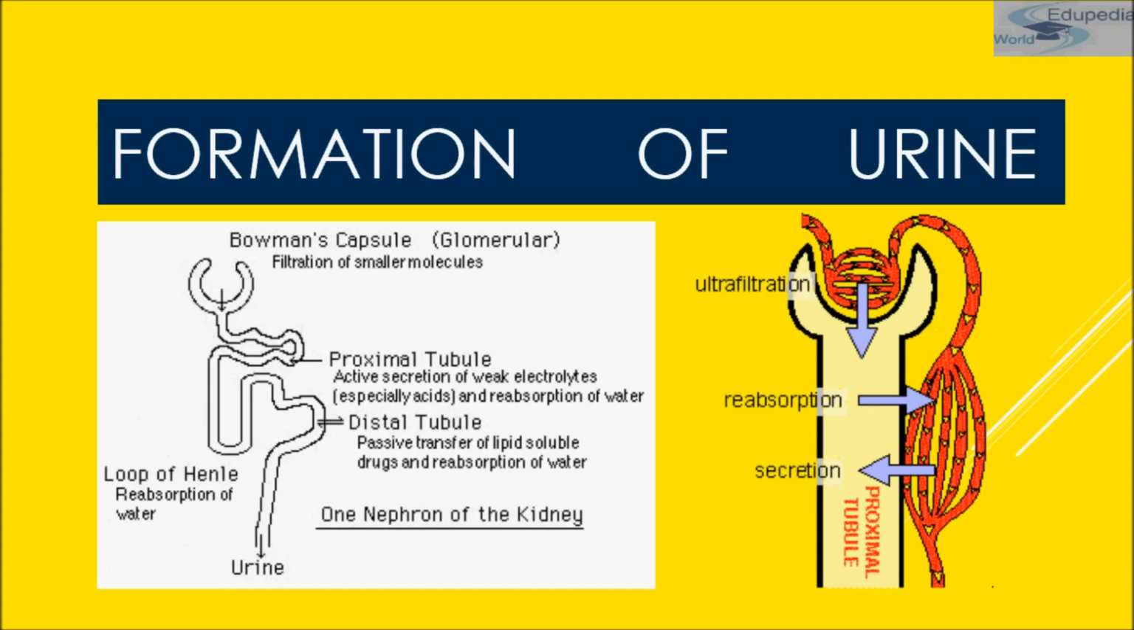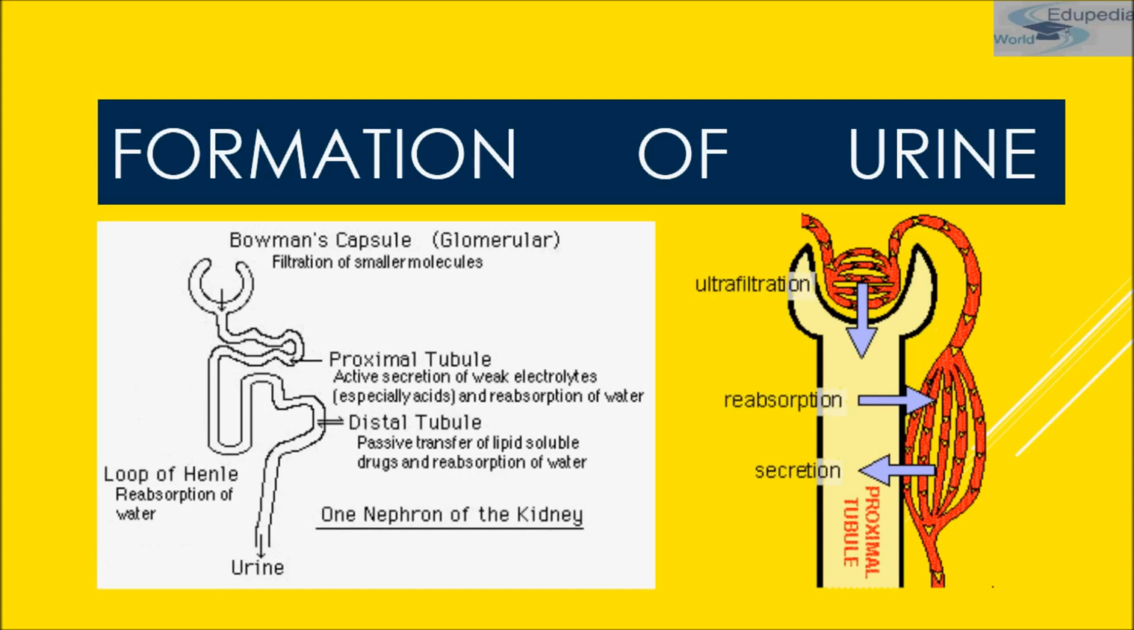Now comes reabsorption. This is the second step of the mechanism of urine formation. In reabsorption, the glomerular filtrate formed in the urinary space after ultrafiltration contains some nitrogenous waste as well as some useful substances such as salts of Na+, K+, Ca2+, Cl-, amino acids, vitamins, glucose, water, etc. So the useful substances need to be reabsorbed.